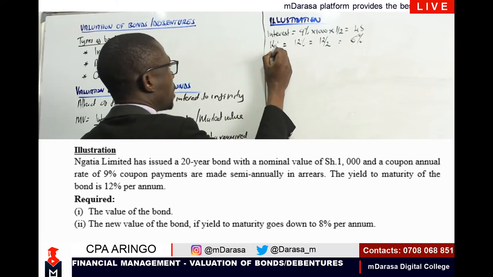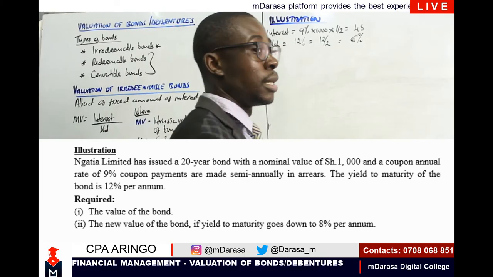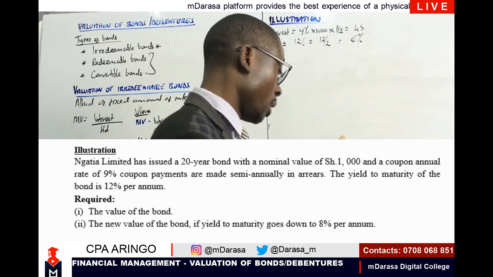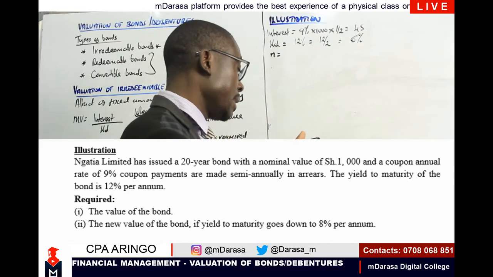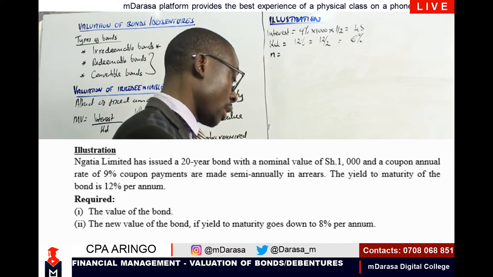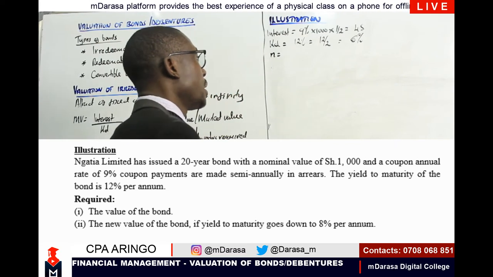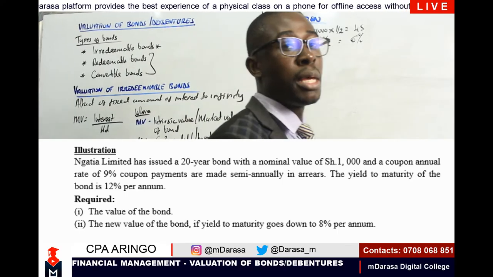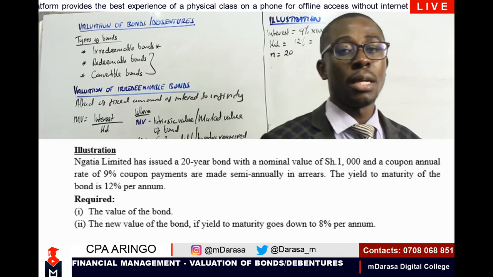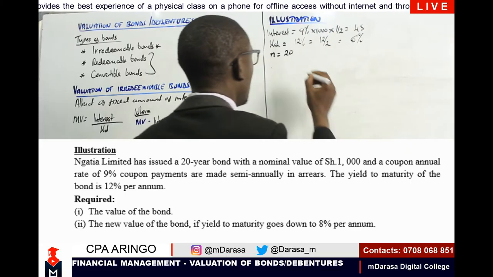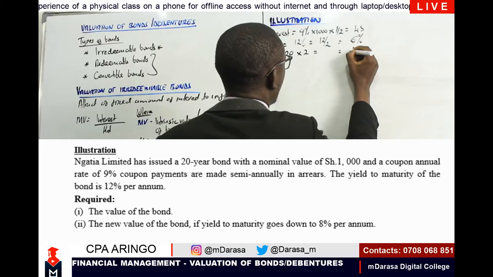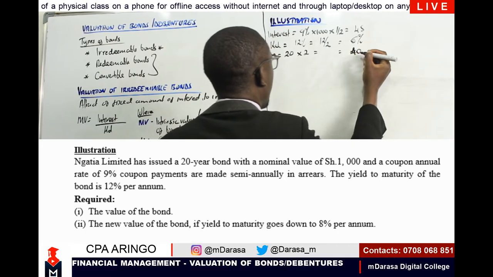What about our N? If you can see it, I was given a 20-year bond with a nominal value. So our N is 20 years, yes, but this amount is paid semi-annually, meaning I multiply it by 2 to give us N to be 40.